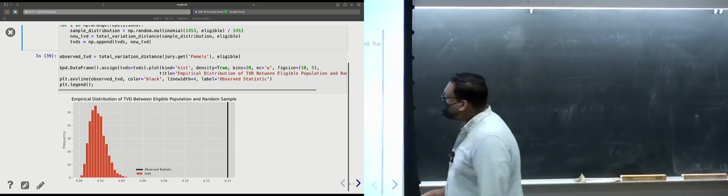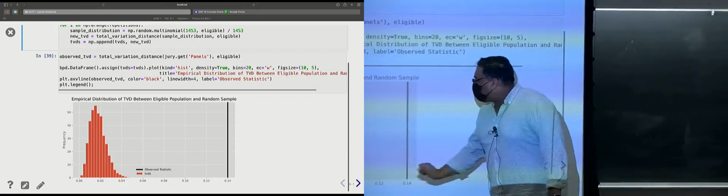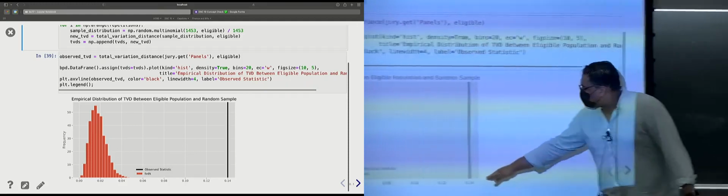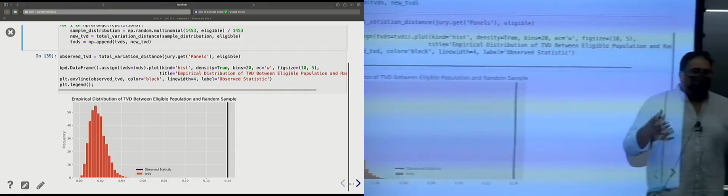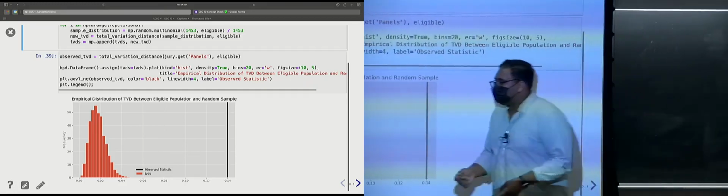So our p-value is the area to the right of this black line, but as we can see, there's nothing red to the right of this black line, so the p-value is 0. Do we agree with that reasoning? Okay.